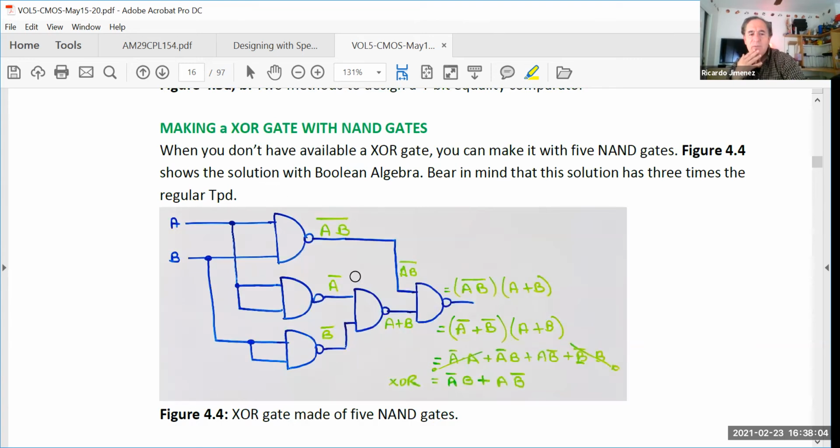Now, making XOR gates with NAND gates, that's another option. But if you don't have XOR gates, you're not going to complain, "Oh, I have to go to Amazon and request an XOR gate. It's going to take 3 or 4 days to repair this board." No, you can make it with 5 NAND gates. You just make those connections, and here is the Boolean algebra to demonstrate that you have an XOR gate.